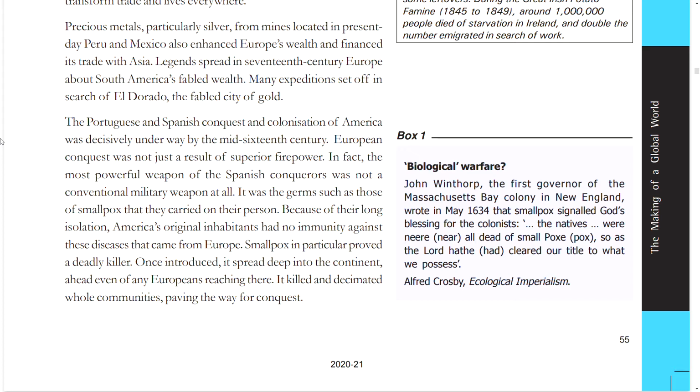Box 1. Biological warfare. John Winthrop, the first governor of the Massachusetts Bay Colony in New England, wrote in May 1634 that smallpox signaled God's blessing for the colonists. "The natives are near all dead of smallpox, so the Lord hath cleared our title to what we possess." Alfred Crosby, Ecological Imperialism.